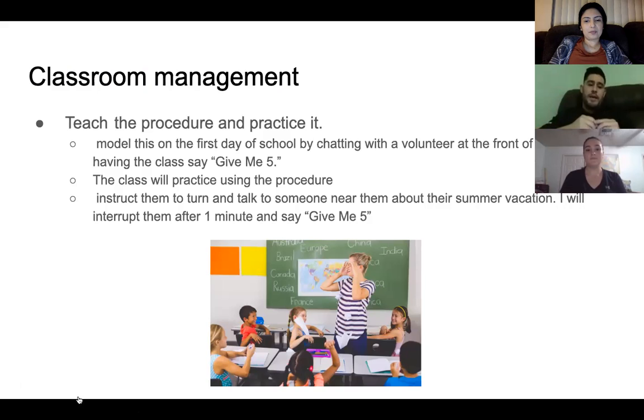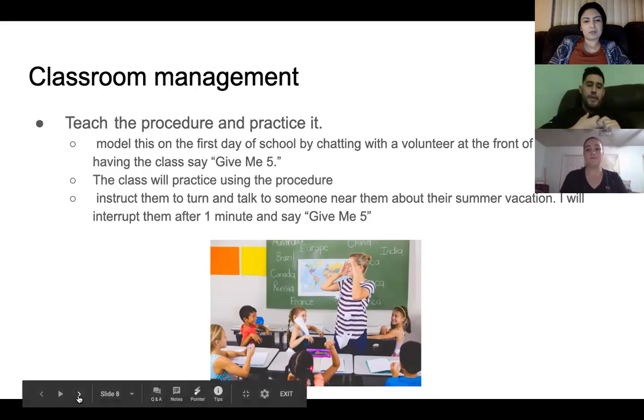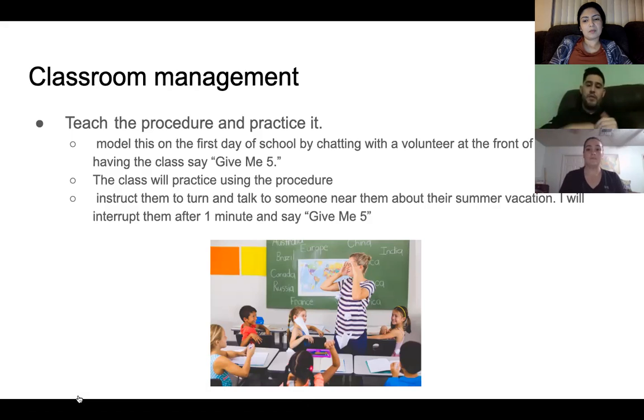Another one would be the class will practice using the process. So you keep practicing so they already know what they have to do by giving five, give me five, or even counting down 5, 4, 3, 2, 1 would be another way. And instructing them to turn and talk to someone near them about their summer vacations, and you will interrupt after 1 minute and say, give me five. So these are other practices.